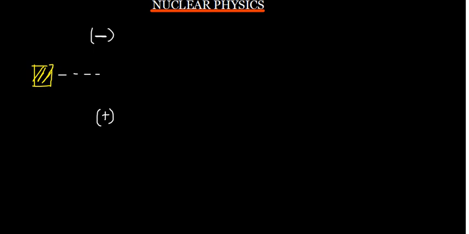Firstly, we know that beta is negatively charged because these are simply high speed electrons. So negative things are deflected towards the positive. They'll be deflected like that. And then the alpha ones, these are simply helium nuclei. These are positive, and so they'll be deflected towards the negative.